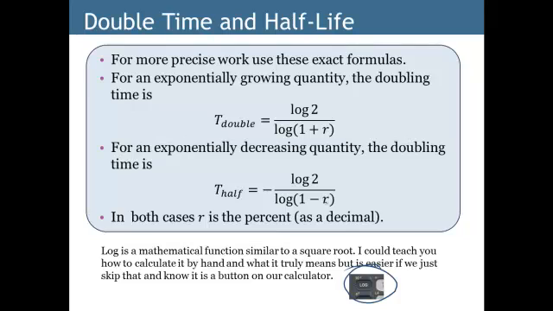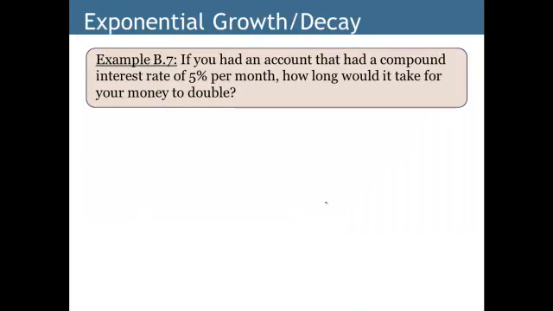So as an example, if you had an account that had a compound interest rate of 5% per month, how long would it take for your money to double? Well, if you use the doubling time formula, it's log of 2 divided by log of 1 plus 0.05, because my rate is 5%. And if you calculate that out, you should get 14.206.